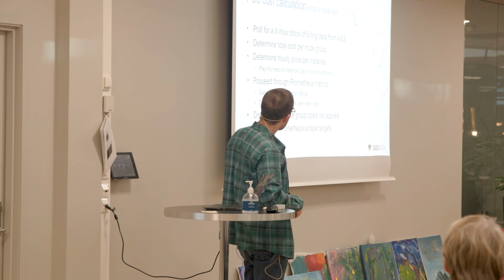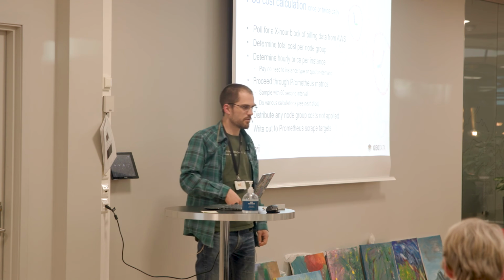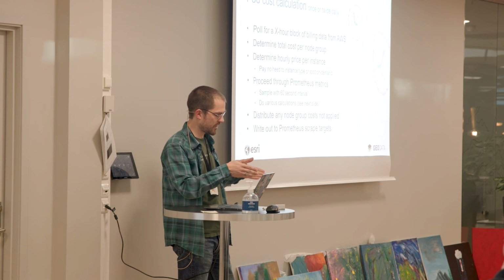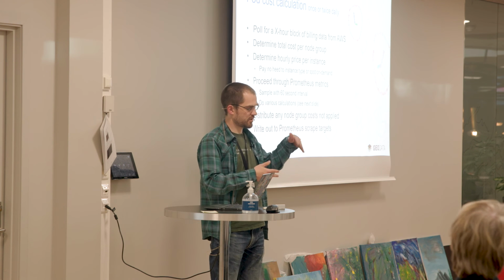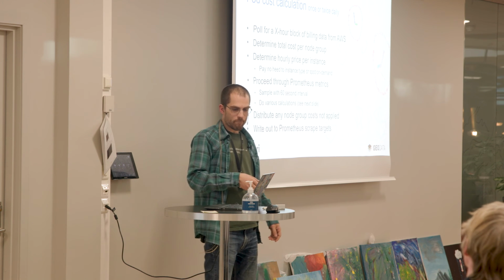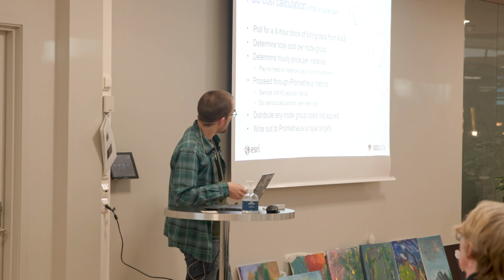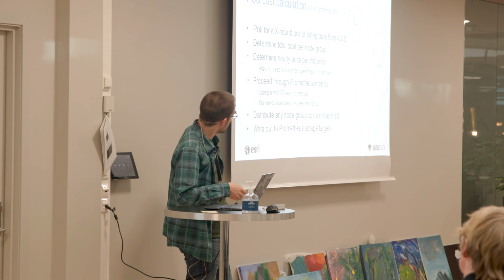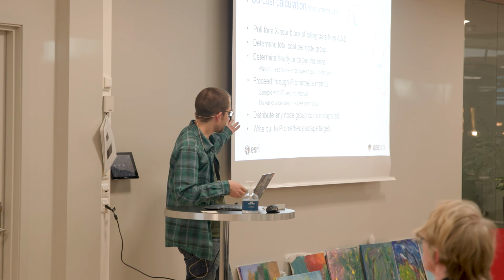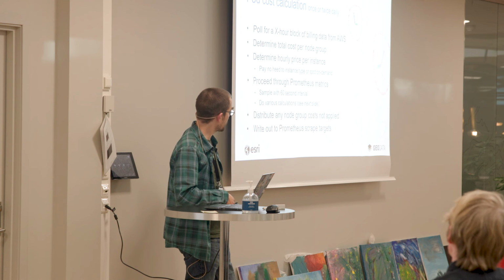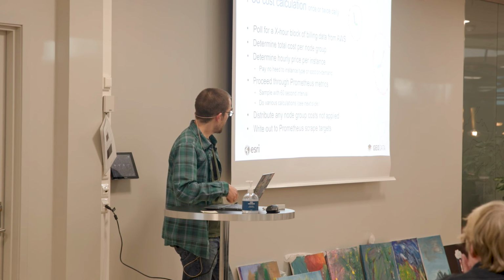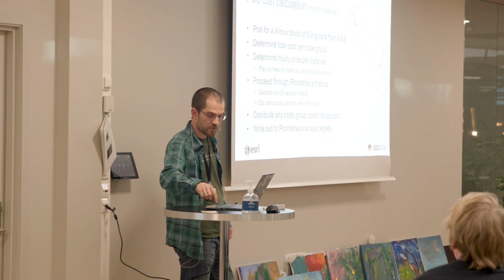So we go through Prometheus data every 60 seconds, at this fine-grained level, and we say, at this 60-second slice, what's running? Where is it running? How much does this all cost? And I have a slide talking about that next. And so at the end, we distribute any costs that leaked past that stage, for example, due to your Prometheus data disappearing. That, as I mentioned, happens. And then we write it out to a Prometheus scrape target.